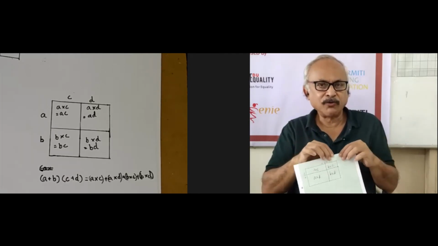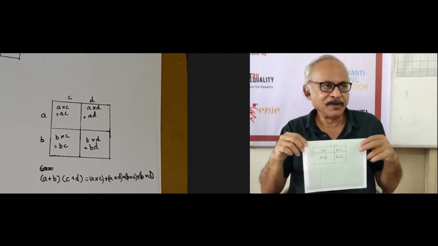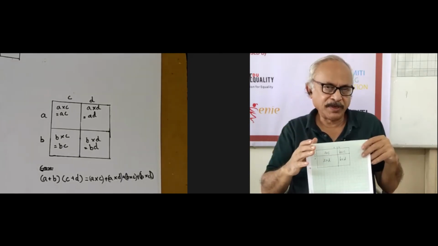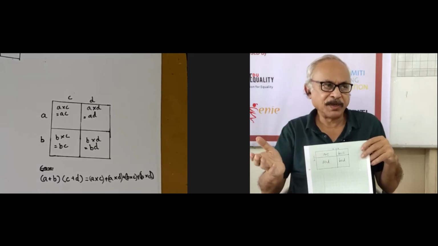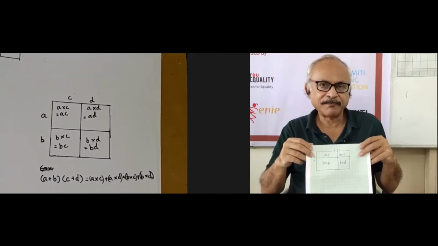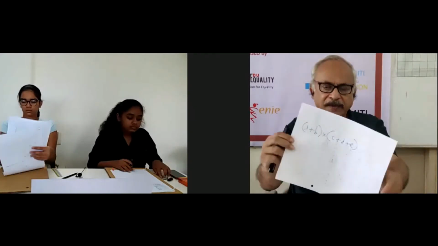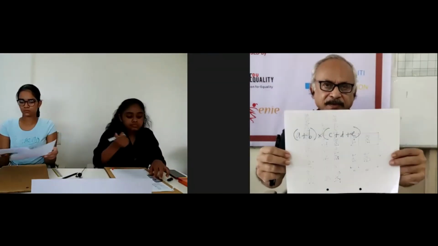So now, are you ready for a problem where you have to do both? You have to draw the rectangle and you also have to write it using brackets. Now the problem is the following. I'm going to write it here, A plus B into, now instead of breaking one side into 2 parts, I'm breaking it into 3 parts. So it is A plus B into C plus D plus E. This is the problem.